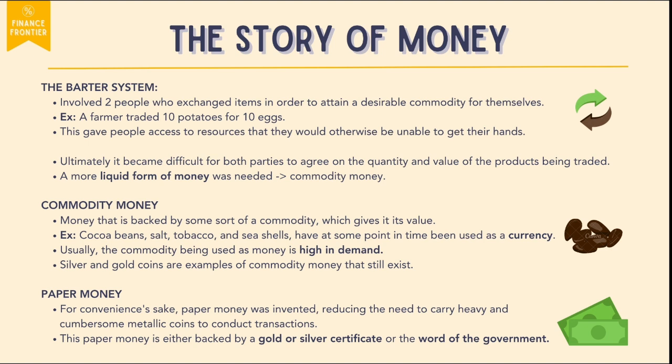However, the issue with the system that arose was that it ultimately became difficult for both parties to agree on the quantity and value of the products being traded. It became difficult for both farmers, in this case, to come up with an agreement of how much of which product should be traded. And so the solution of a more liquid form of money was needed.